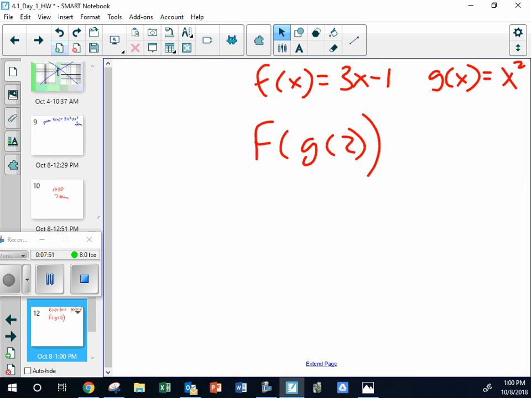The chapter test you just... What question? No, we're not using that. We're using these functions. F of x and g of x have been given to you on the board here. Not using the chart.